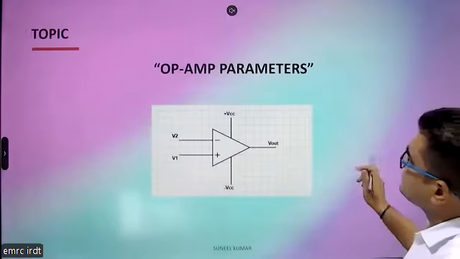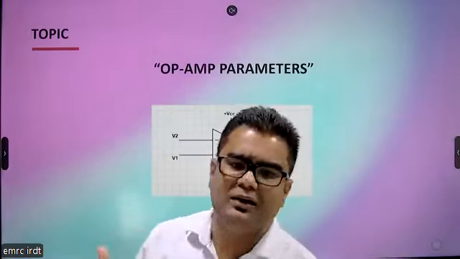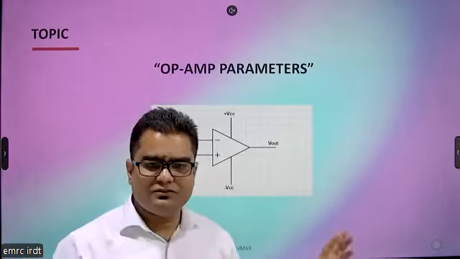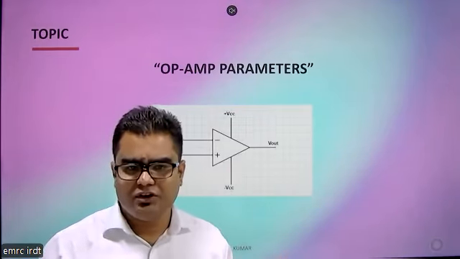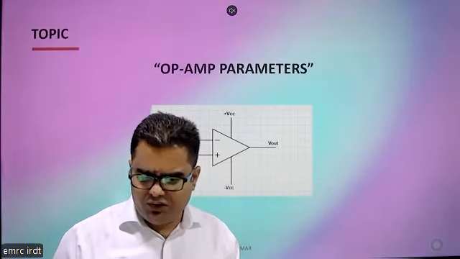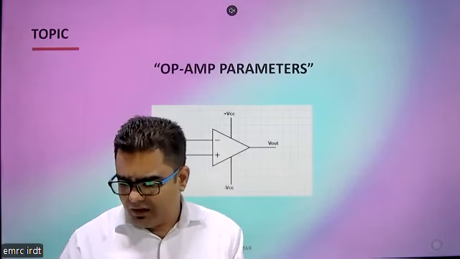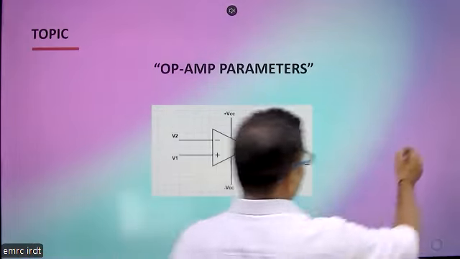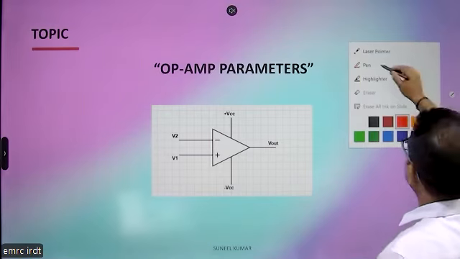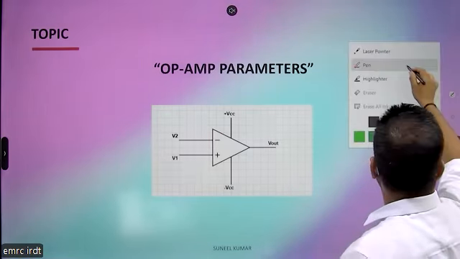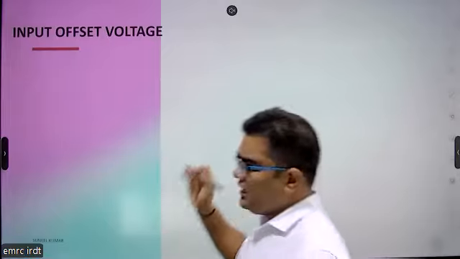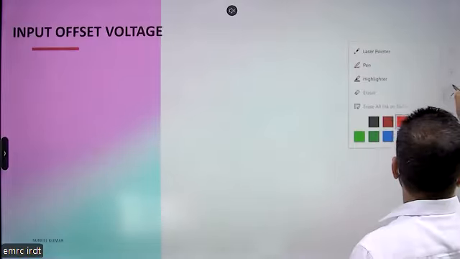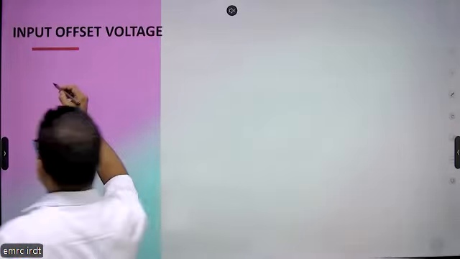We have operational amplifier practical parameters that we have studied earlier. There are so many parameters for which we have seen the ideal values. Now we are going to discuss the practical op amp parameters. First is input offset voltage. This is very important to understand.